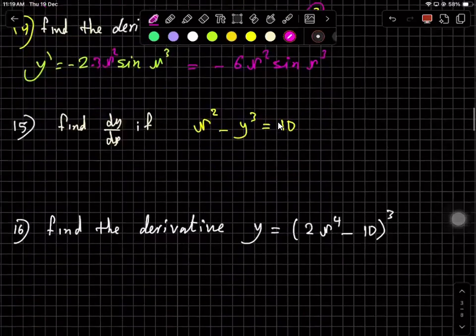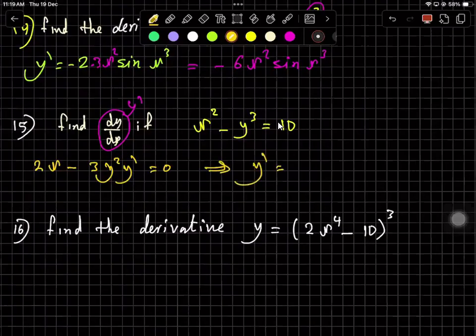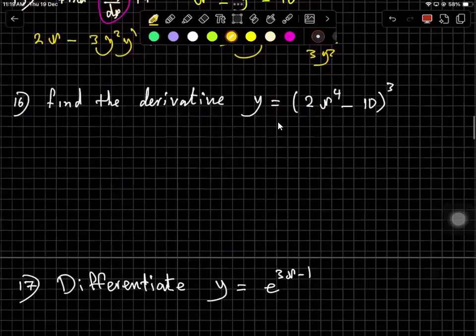Here's the derivative. Again, dy/dx means y prime. So implicit differentiation here: it will be 2x minus 3y squared y prime equals 0. Isolate this y prime as usual. So it will be 2x over 3y squared.